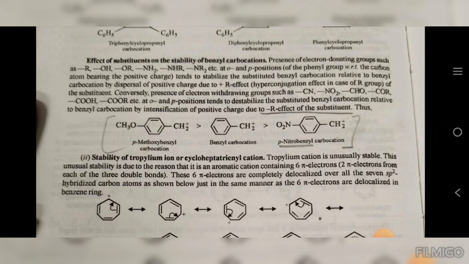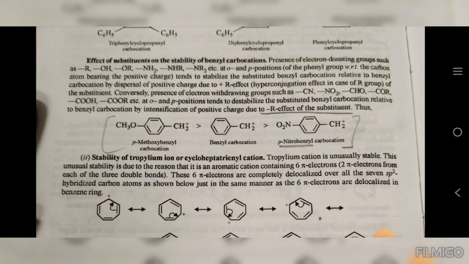Presence of electron donating groups such as R, OH, OR, NH2, NR2, etc. at the ortho and para positions of the phenyl group tends to stabilize the substituted benzyl carbocation, relative to the benzyl carbocation, by dispersal of the positive charge on the carbon atom bearing it, due to the +R effect, and hyperconjugation in case of an R group substituent.